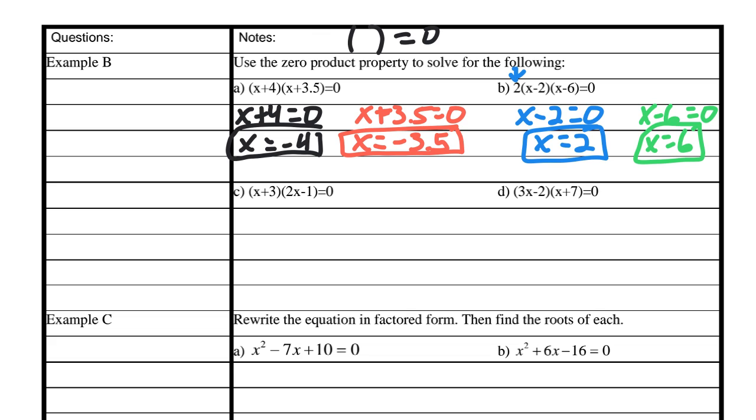For C, take the first parentheses, set that equal to 0. So x plus 3 equals 0, minus the 3. So x equals -3.